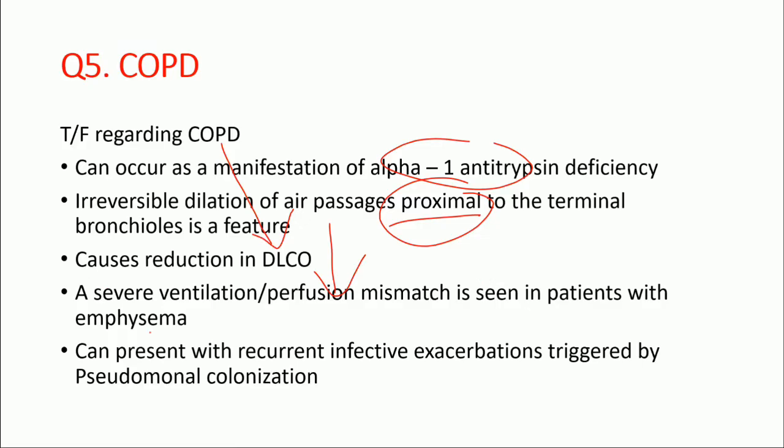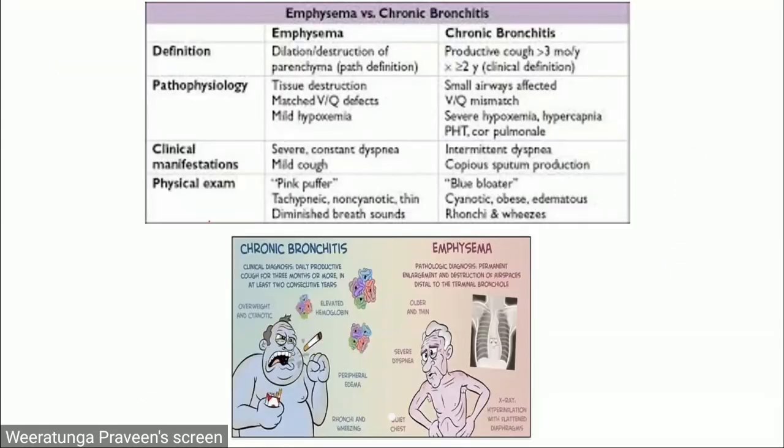Right. A severe ventilation perfusion mismatch is seen in patients with emphysema. In emphysema, both ventilation and perfusion will be low. Right. But in bronchitis, the ventilation is affected, but the perfusion is intact because the alveolar walls are intact. So you get a significant mismatch between ventilation and perfusion, which gives rise to hypoxia.